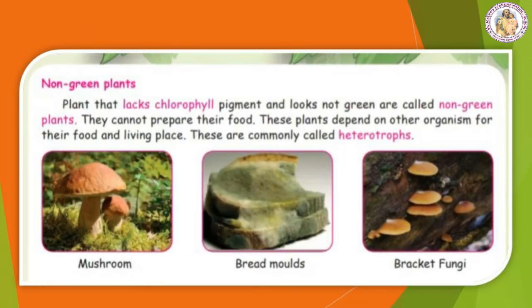Non-green plants. Plants that lack chlorophyll pigment and do not look green are called non-green plants. They cannot prepare their food. These plants depend on other organisms for their food and living place. These are commonly called heterotrophs. Example: mushroom, bread molds, bracket fungi.